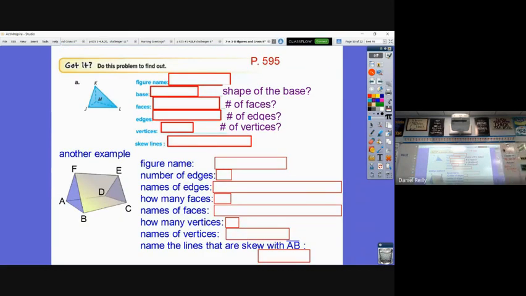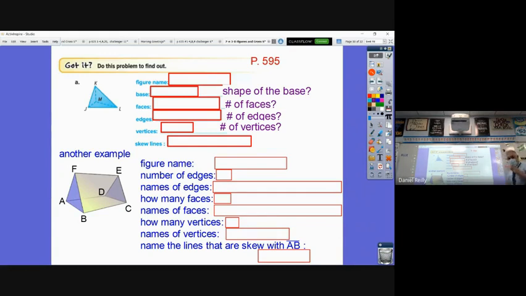So on page 595, go ahead and identify what the shape is. What is its base? What is the shape of the base? You don't have to label the bases, the faces, edges, and vertices. Just answer how many there are. And then identify a pair of skew lines. Letter A on page 595.